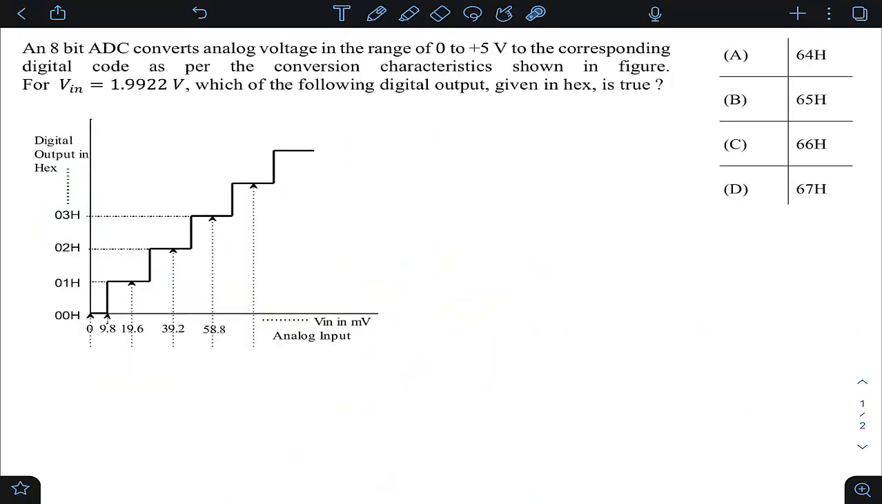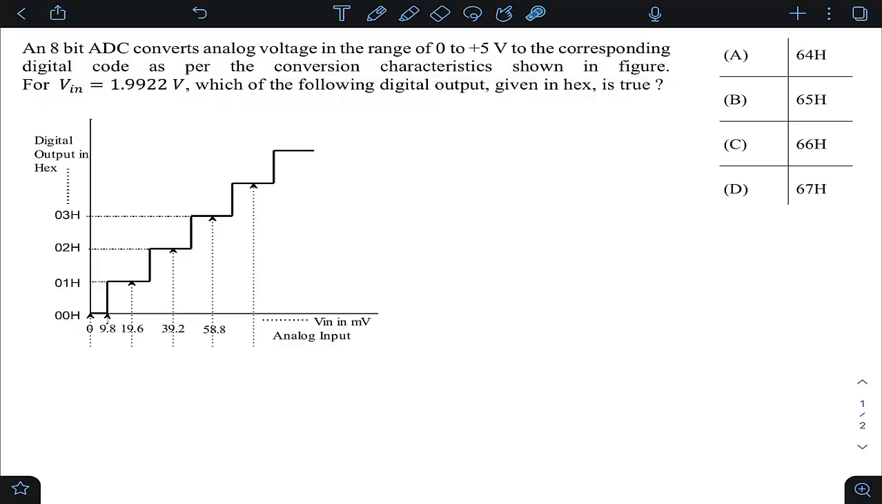This question was asked in GATE 2023 of electrical. This is from the digital subject and from the data converter topic. The question is, an 8-bit ADC converts analog voltage in the range of 0 to 5 volts to the corresponding digital code as per the conversion characteristics shown in the figure. For Vin equals 1.9922 volts, which of the following digital outputs given in hex is true?